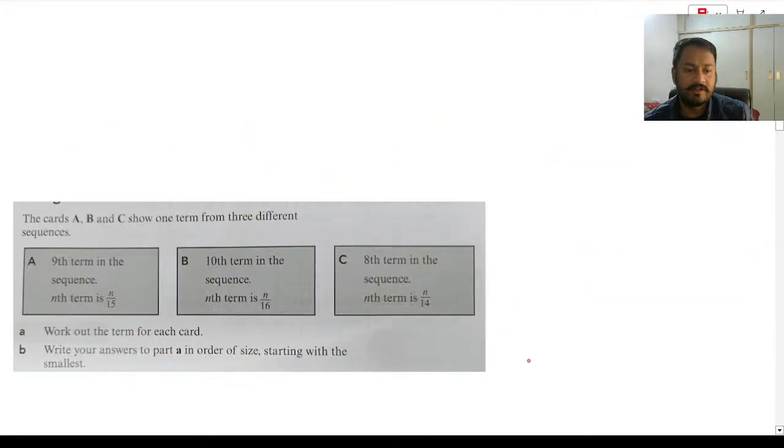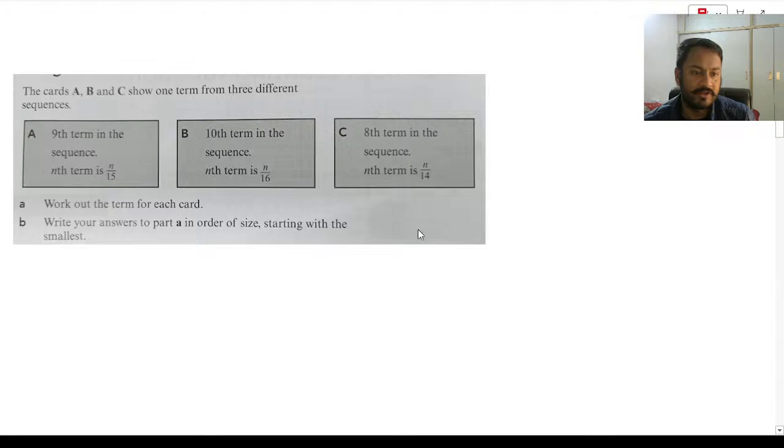Now I will give this question for you students. Just give it a try to see how you can get the answers. So cards A, B and C show the nth term from 3 different sequences A, B and C. In part A, you need to find the 9th term of the sequence, where the nth term is given as n upon 15. In the B part, you need to find the 10th term in the sequence where the nth term is n upon 16, and then you need to find the C part.